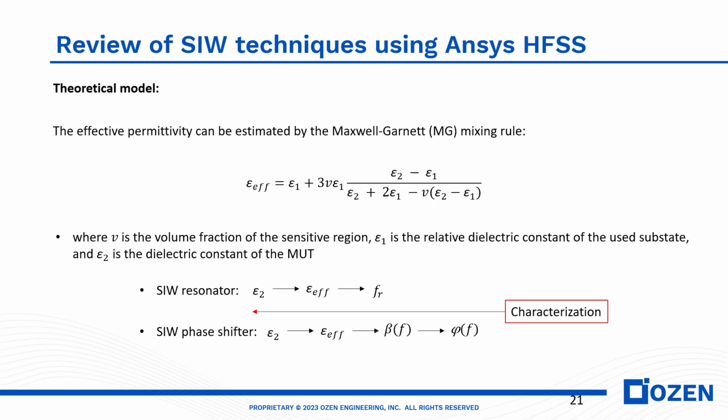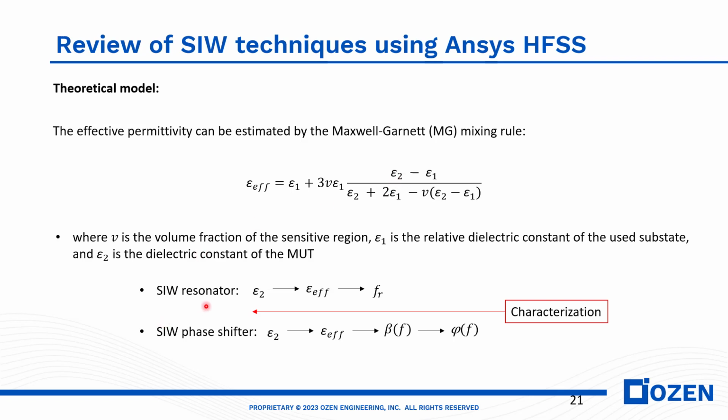We can estimate the effective permittivity by the Maxwell-Garnett mixing rule given here. There are other mathematical methods that can be used to develop a model for a biosensor or a sensor in general, such as curve fitting and regression methods, which are mathematical techniques used to analyze and model relationships between variables in a dataset. Here, for a given volume fraction, the effective permittivity depends on epsilon 1 and epsilon 2, where epsilon 1 is the relative dielectric constant of the used substrate, and epsilon 2 is the dielectric constant of the MUT, of the material under test.